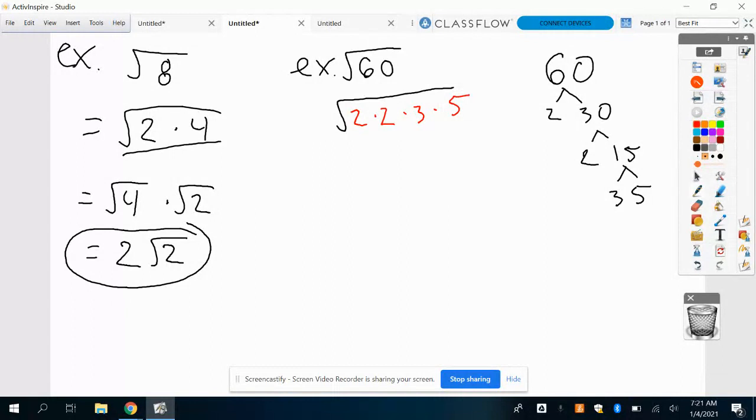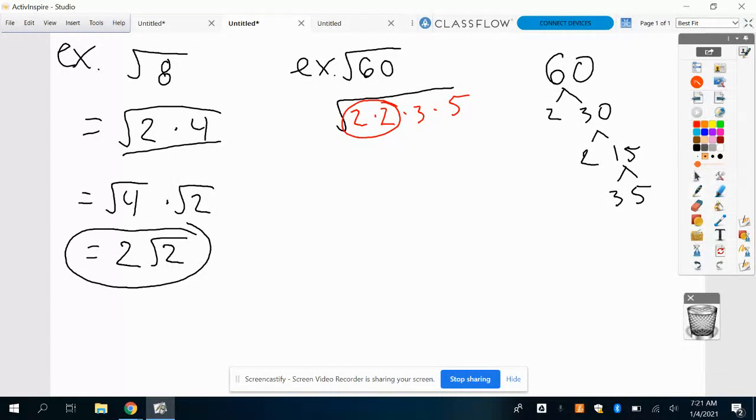Here is your goal. Your goal is to find what we call pairs. So you want to circle any pairs that are given to you. Those pairs you're going to be able to pull out, and I'll show you what I mean in a second. So if we look here, we have a 2, a 2, a 3, and a 5. Well, we have a pair of 2s, so I'm going to circle those.